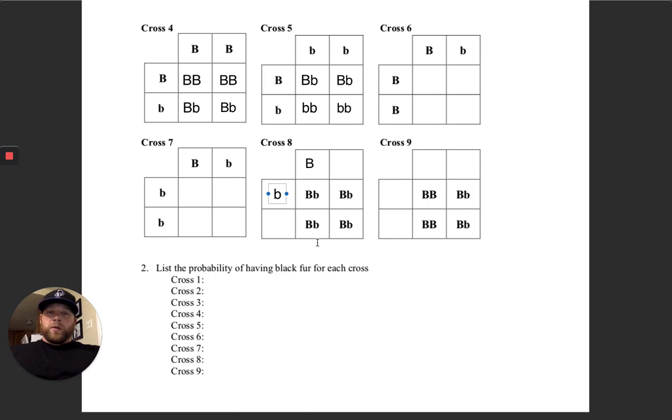Now, same this way. I already have this recessive allele taken care of, so what I need is to have the dominant allele going down. Okay? So if I have the dominant allele going down, that means once again I need the recessive allele to go across to make it match up. Right?